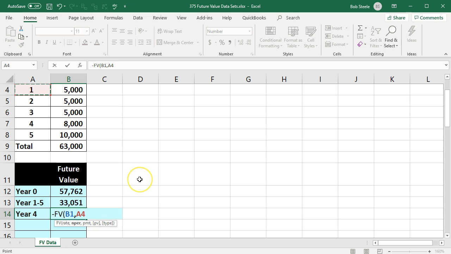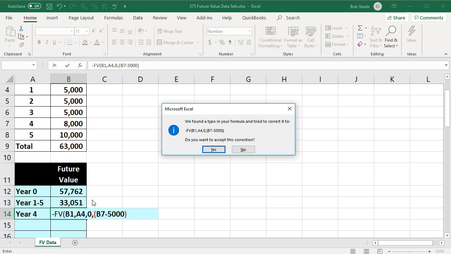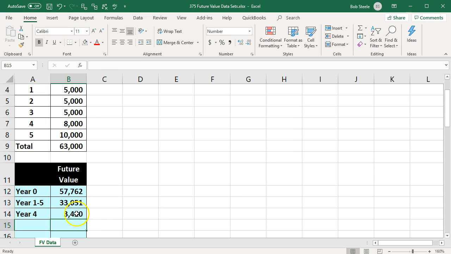And then we'll say, comma, it's not a payment because it's not an annuity, comma, and then we'll take the present value, which I'm going to say brackets, is going to be 8,000 minus 5,000, right? Because we already accounted for 5,000 in the annuity calculation. So we'll say, all right, and then it's going to want to add a bracket at the end. So we added a bracket at the end.